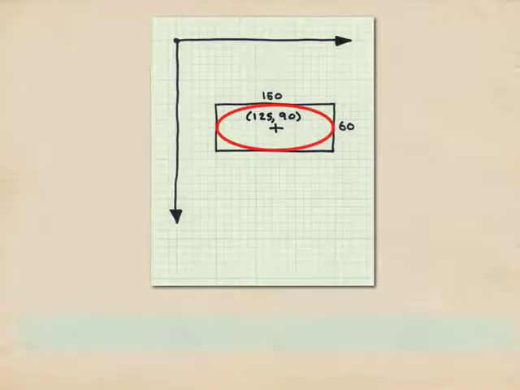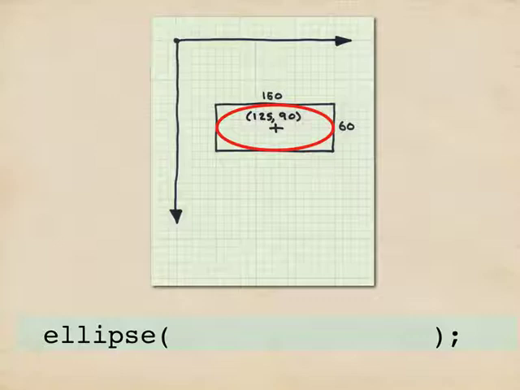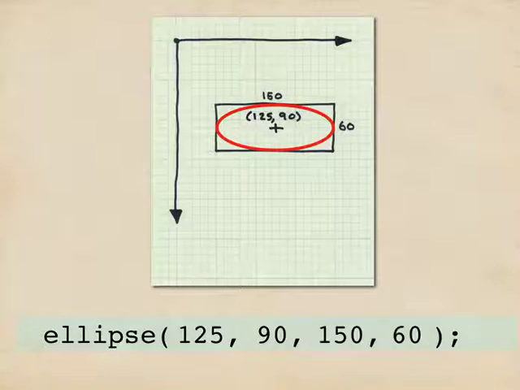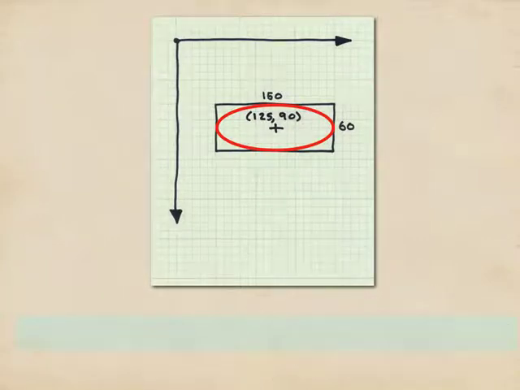So let's figure out the command. We give it ellipse, open paren, eventually there's a closed paren and a semicolon. And in between, we first give the X coordinate of the center and the Y coordinate of the center. Then the width and the height, and that will draw this ellipse. So great, let's look at another example.